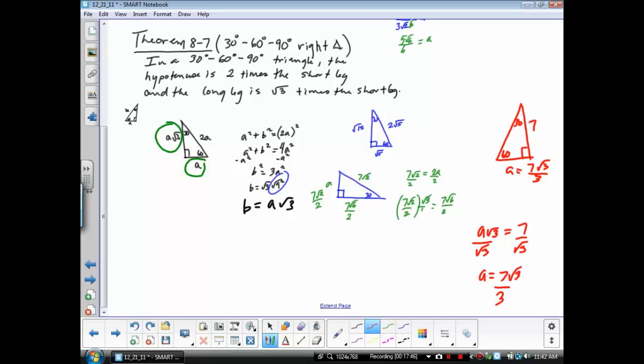Now the question is, what's the hypotenuse? Well, I know the hypotenuse is 2 times the short leg. So I'm going to go 2 times 7 root 3 over 3. That's 2 over 1, so you just go 2 times the top over 1 times the bottom. So that's going to be 14 root 3 over 3. This is 14 root 3 over 3. Okay, one more level of difficulty.